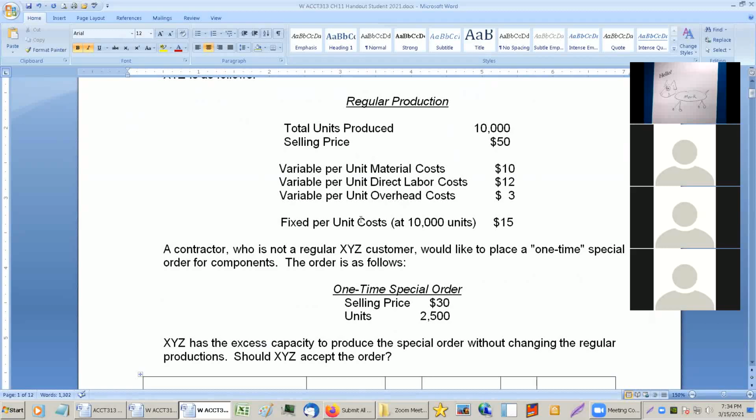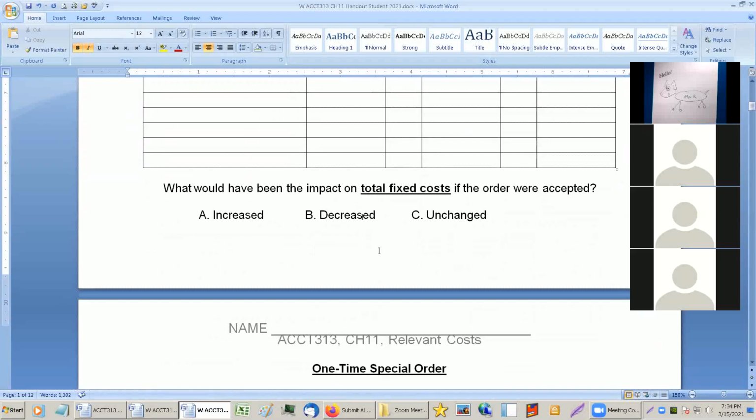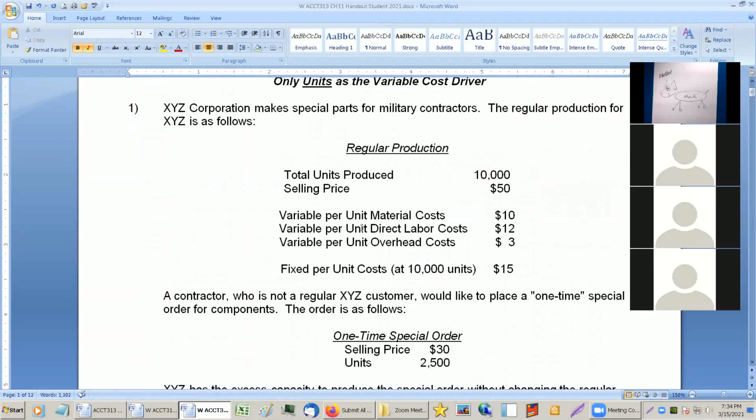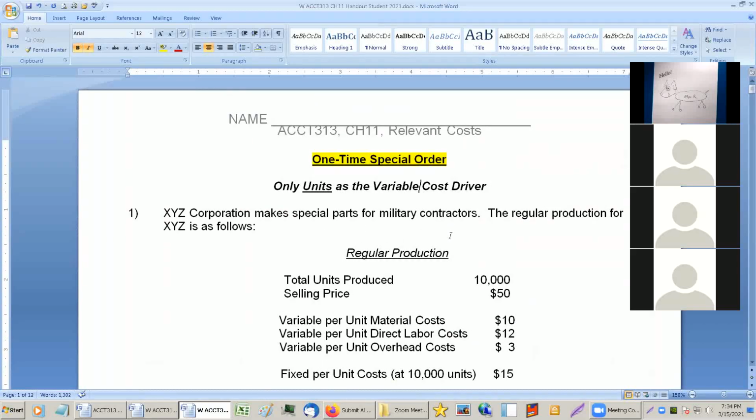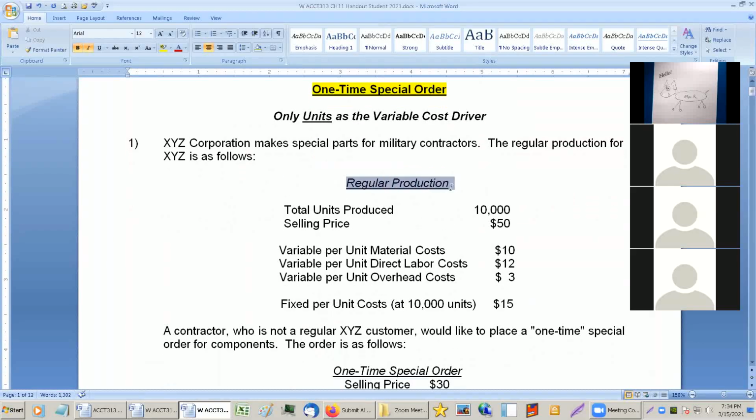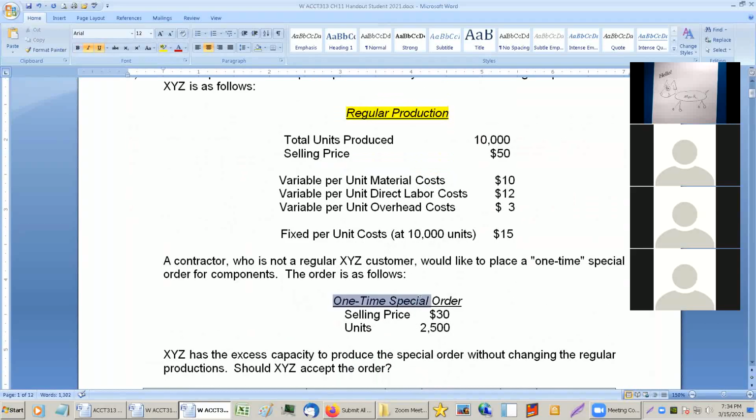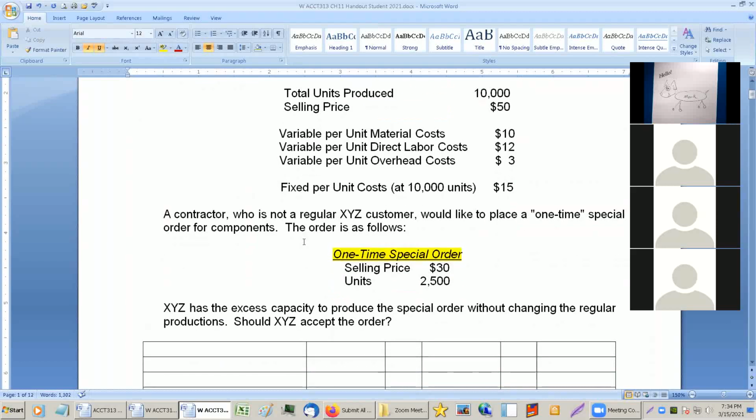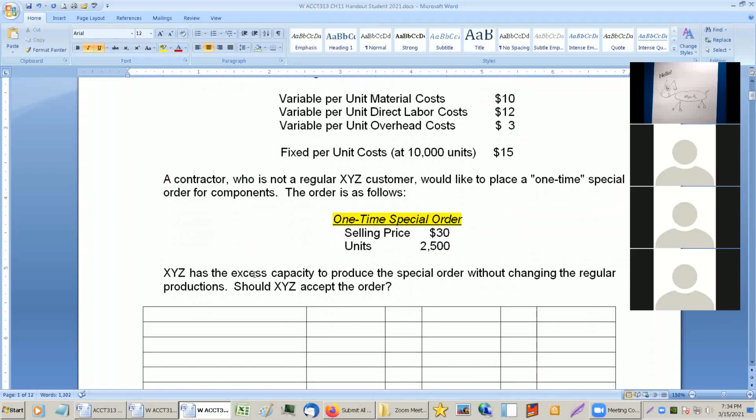Calculator. Let's think about the alternatives here really quickly. I'm just going to put this up on the screen for a second. So here's a regular production, and here's the one-time special order. And they tell us down here that they have the excess capacity to produce a special order without changing the regular productions. Should XYZ accept the order?